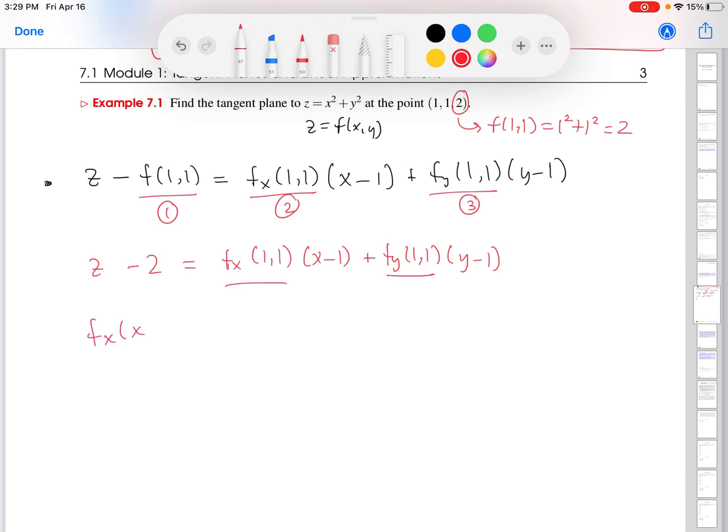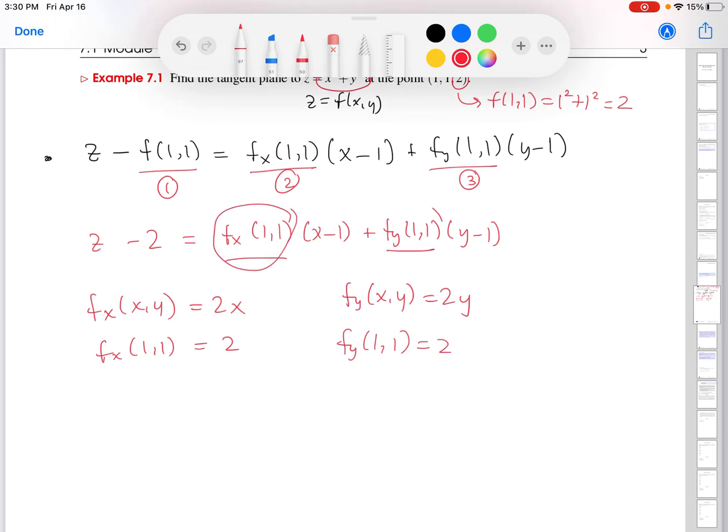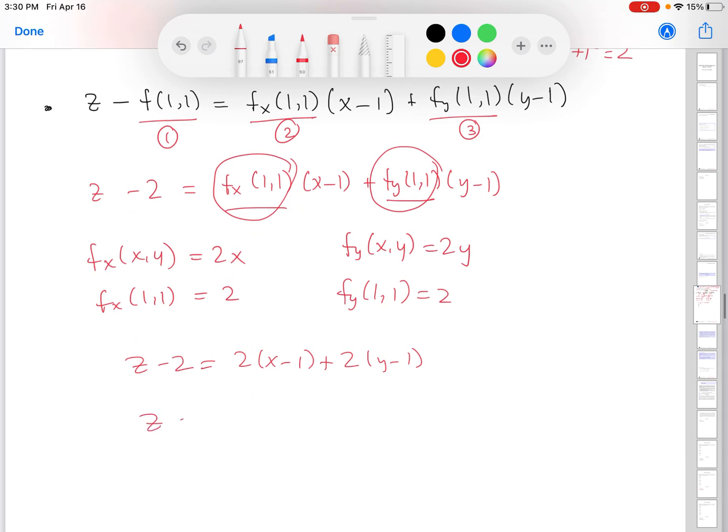So looking back to the function up here, partial derivative with respect to x is 2x. And if I substitute 1, 1, I just get 2. Partial derivative with respect to y is 2y. Substitute 1, 1, I also get 2. So I'm just going to plop those numbers in here and write down the equation of my tangent plane. There it is. And if I solve for z, this is what I get.